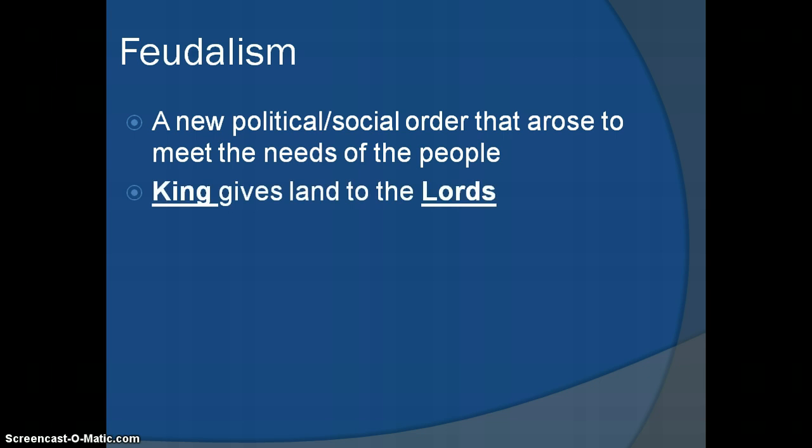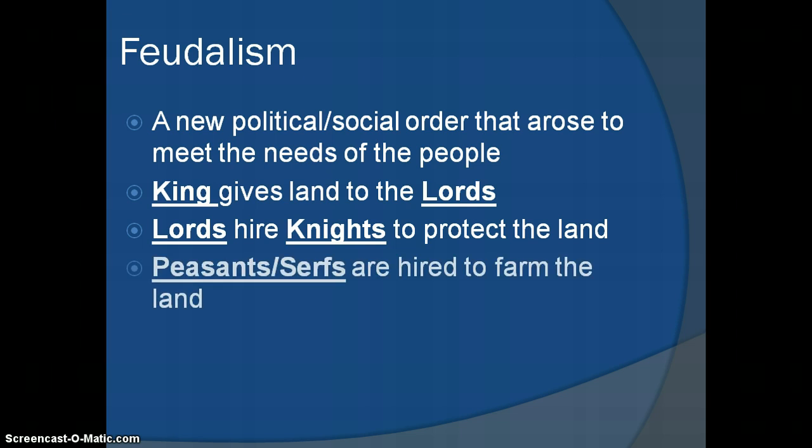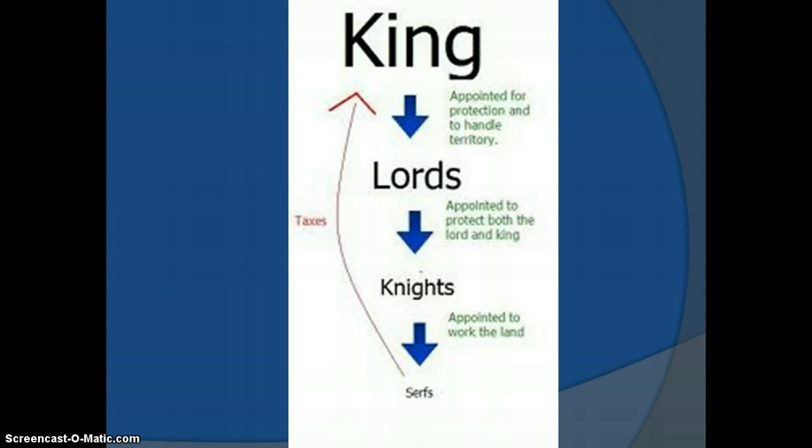What we see is that the king is going to give land to the lords. The lords are going to hire knights in order to protect the land. And then peasants and serfs are going to be hired to farm the land. And in a moment, we'll talk about the difference between a peasant and a serf. So think about our castle simulation. You appointed a lord. You did the coat of arms to represent the knight. And then you also had to complete the farming tasks.